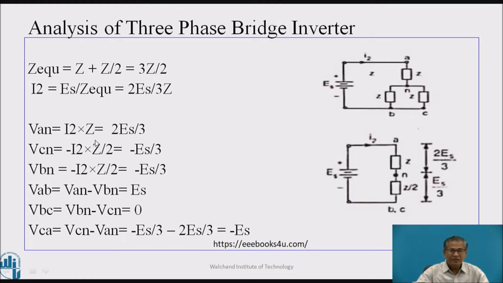So, here VAN is equal to 2 ES by 3, VCN is equal to minus ES by 3 and VBN is equal to minus ES by 3. VAB is equal to ES, VBC is equal to 0 and VCA is equal to minus ES.